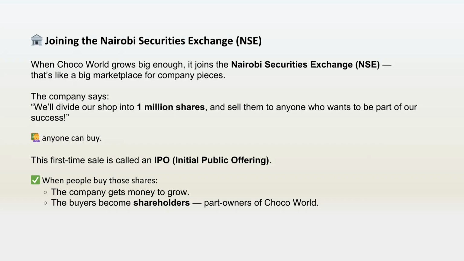So the existing investors sell shares. You want to buy, you just come in. And the reason they would be selling is that they want their money back. So a company divides this shop into 1 million shares and sells them to anyone who wants to be part of that company. So what do they do?